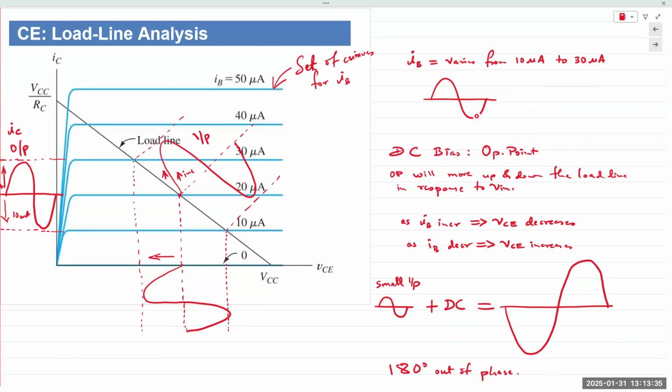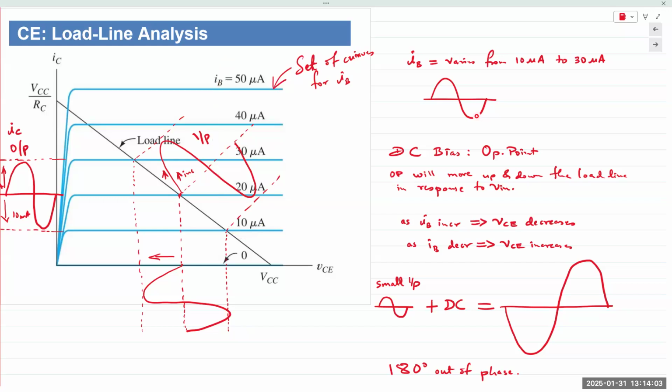So on the input load line, we'd have three different points. We'd have three different load lines. Those three different load lines will intersect the characteristic in three different points. The Y coordinates of those points would give us the values of IB.